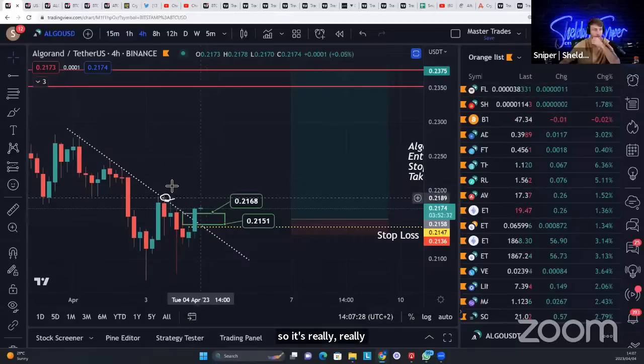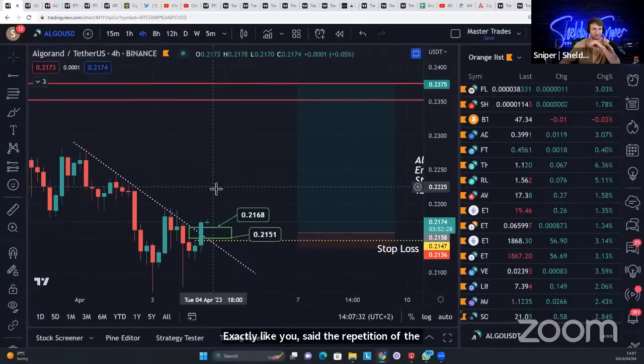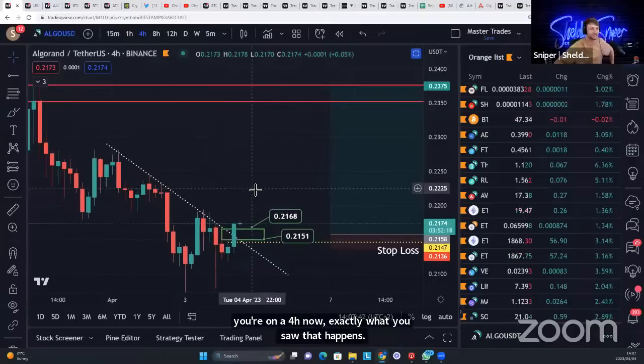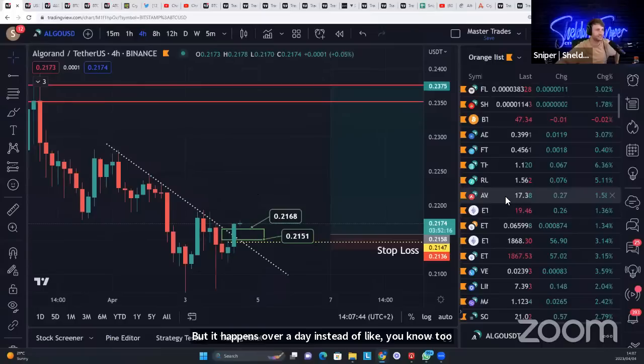Exactly. Like you said, the repetition of the patterns. The only thing that gets quite tough is understanding the time frame now, and the patience. If you're on a 4-hour now, exactly what you saw there happens, but it happens over a day instead of 2 minutes. And that's the only thing you've got to get used to, the shift of the different times.